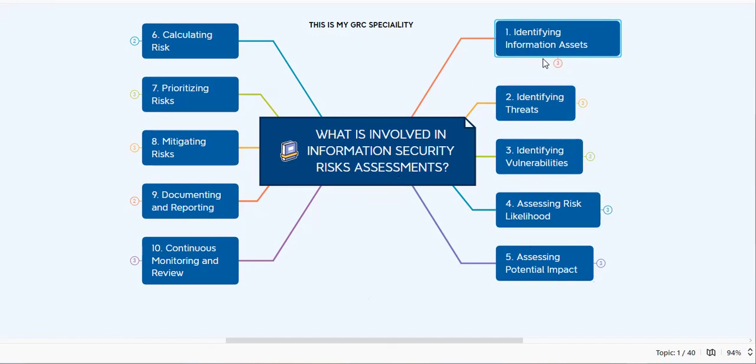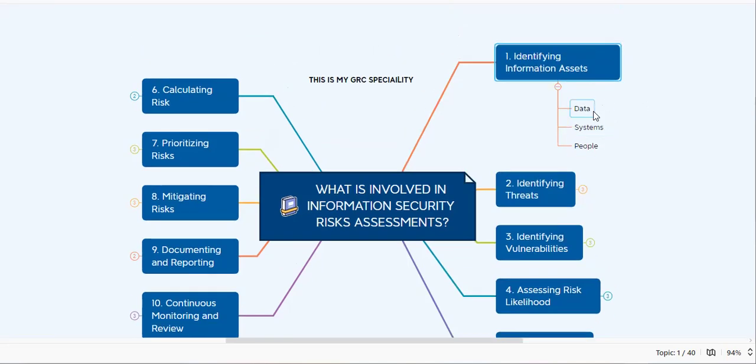So the very first thing has to do with identifying information assets within an organization that consists of the data, the systems, and the people. So very first thing has to do with identifying information assets. When it comes to your data, we're talking about, for example, customer information, intellectual property, financial records, and the list goes on. Your systems, you're talking about your servers, your networks, your cloud environments, your databases, and applications. And at times, we often overlook our people. So your employees, your contractors, and third parties with access to sensitive data.